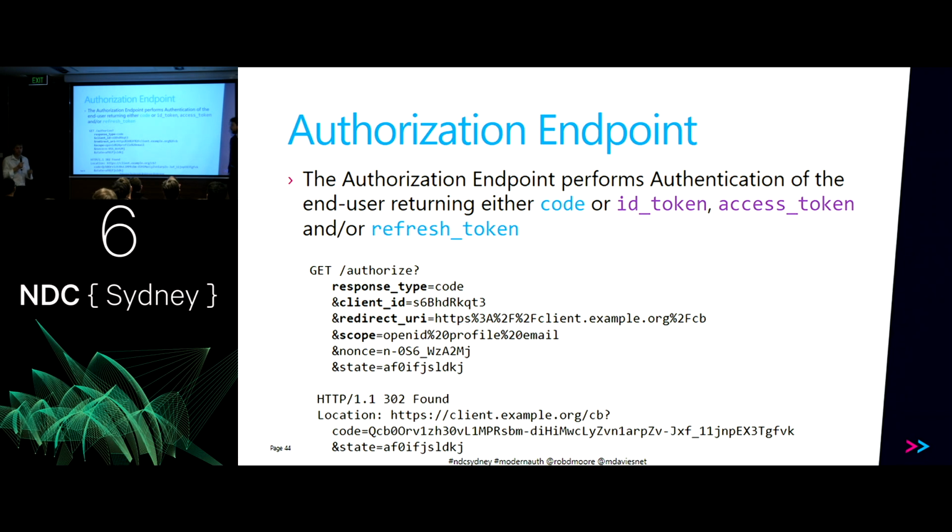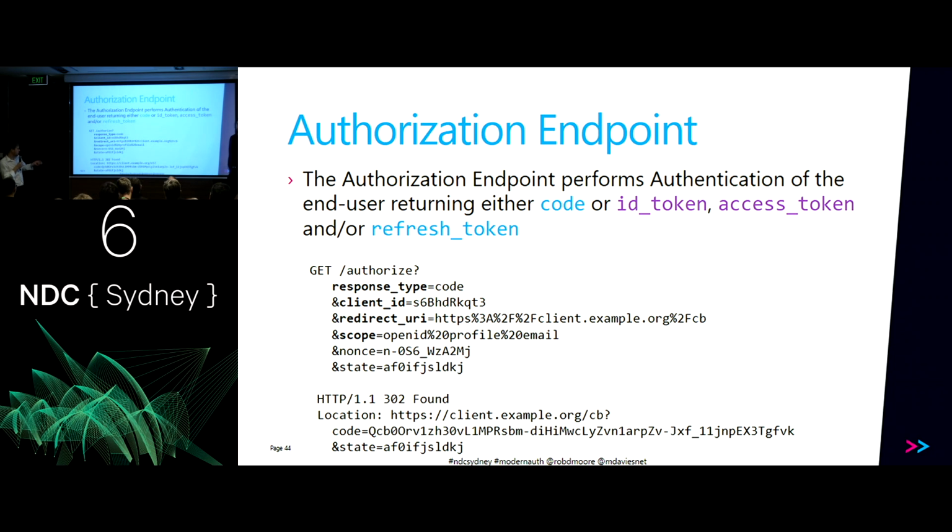The response type we'll cover when we look at flows. The client ID identifies that relying party. The redirect URI is where the user should be sent to afterwards, and the server will check that against a whitelist. And the scope, as I said, has to at least have openid. It's space delimited, and then you can have any other scopes that the relying party wants to try to request. Optionally, you can also have a nonce to prevent replay attacks and a state that gets transparently passed back on the other end.